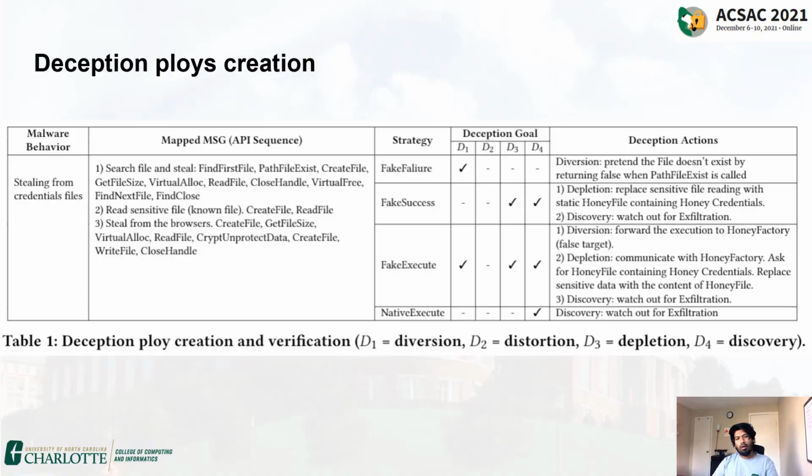After mapping all possible MSGs to the malware behavior or MITRE techniques, we create this table indicating all possible deception ploys based on different deception strategies and deception goals. Then we verify and filter out the invalid combinations of deception goals and strategies, and then we define the deception actions for all possible valid combinations. Then we convert this table into an interface which the user will use to select his desired deception actions in the online phase. And finally, we implement these actions using API hooking, which later will be injected into malware using DLL injection.